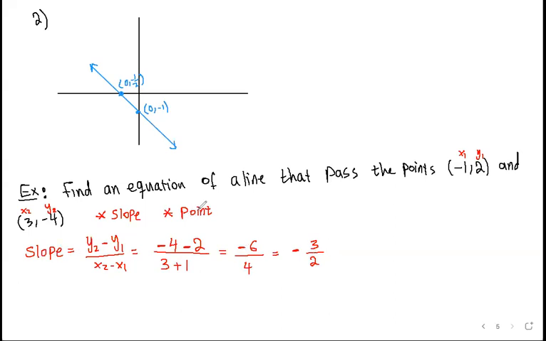Now I need the point. The slope I found, it is done. Now I need a point. Which point do I want to choose? I can choose whichever I need, this one or this one. So I found the slope and I can use any point. I'm going to choose this point. So my point is -1, 2.